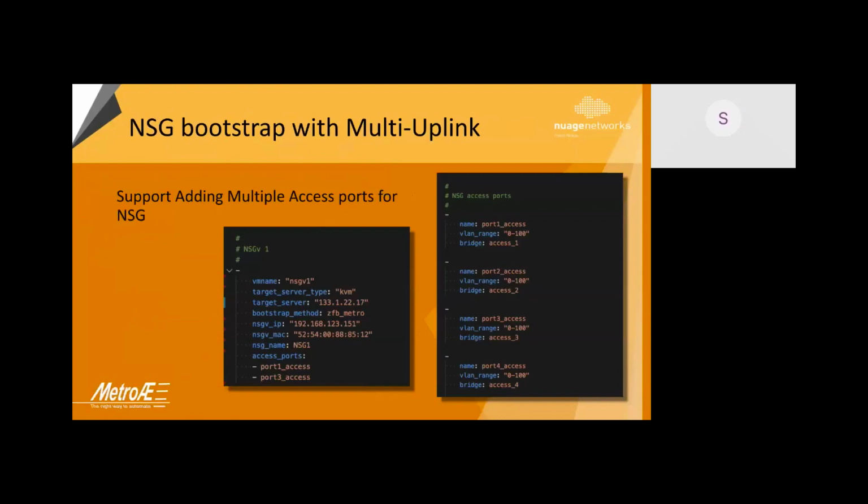We've also supported multi-uplink support for NSGVs. This is an example of a multiple port NSG where I have specified port 1 and port 3 access in the NSGs to act as uplink ports. And in a separate YAML file called NSG access ports, I have specified these four ports, and out of these I'm using port 1 and port 3 for this particular NSG, and port 2 and port 4 for some other NSG.